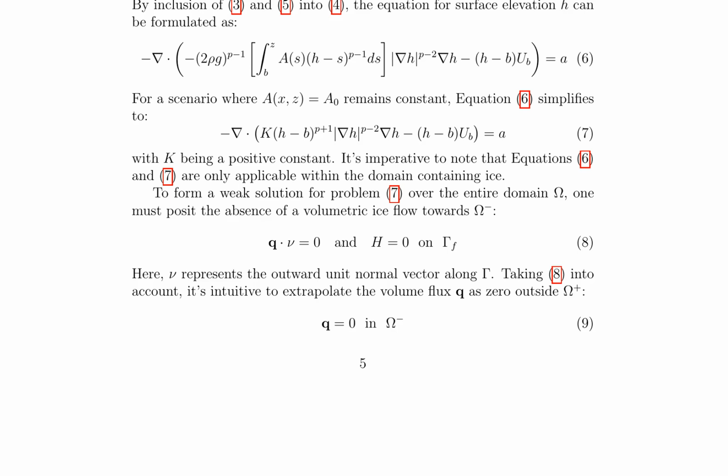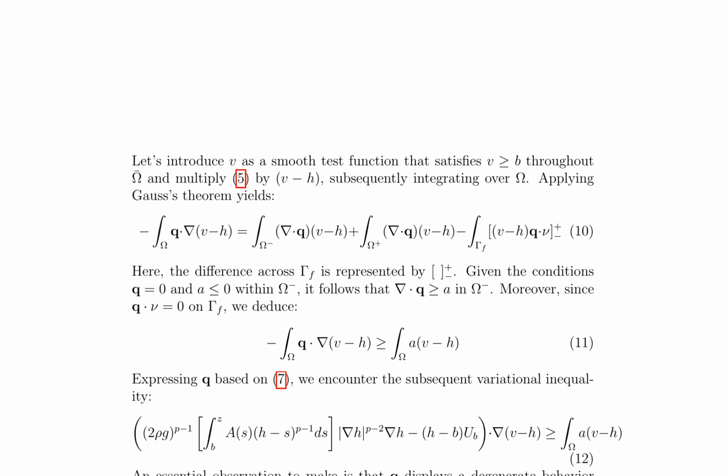To form a weak solution for problem 7 over the entire domain omega, the absence of volumetric ice flow towards omega is posited, and the volume flux q is extrapolated to be 0 outside omega plus. The variational inequality 12 is then derived by multiplying equation 5 by a smooth test function v and integrating over omega, applying Gauss's theorem, and using the conditions q equals 0 and a is less than or equal to 0 within omega.